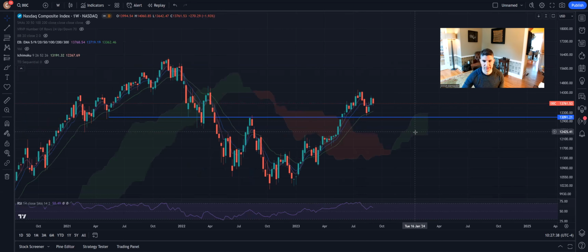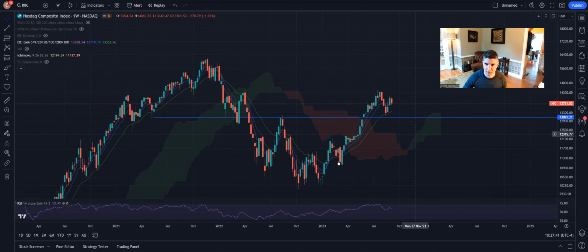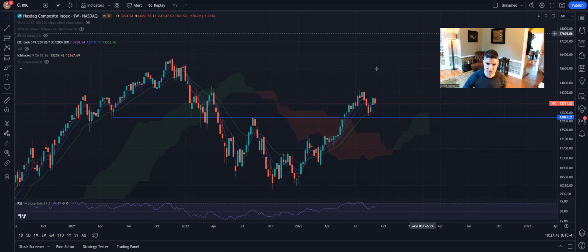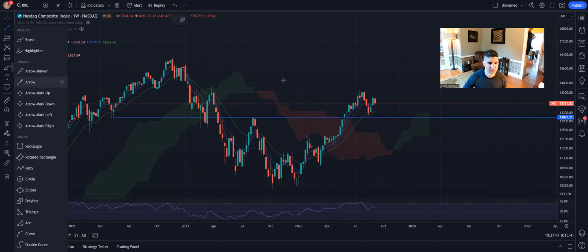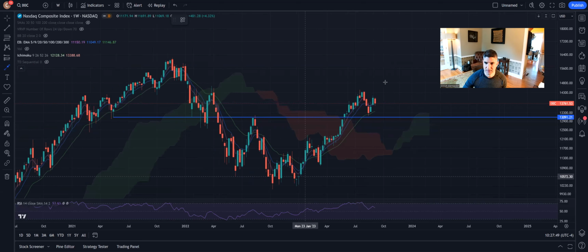So what do I expect moving forward? I still expect the trend, this direction, to continue. Okay, this is the trend, this is the direction. I expect that to continue. The path, that's the only question.